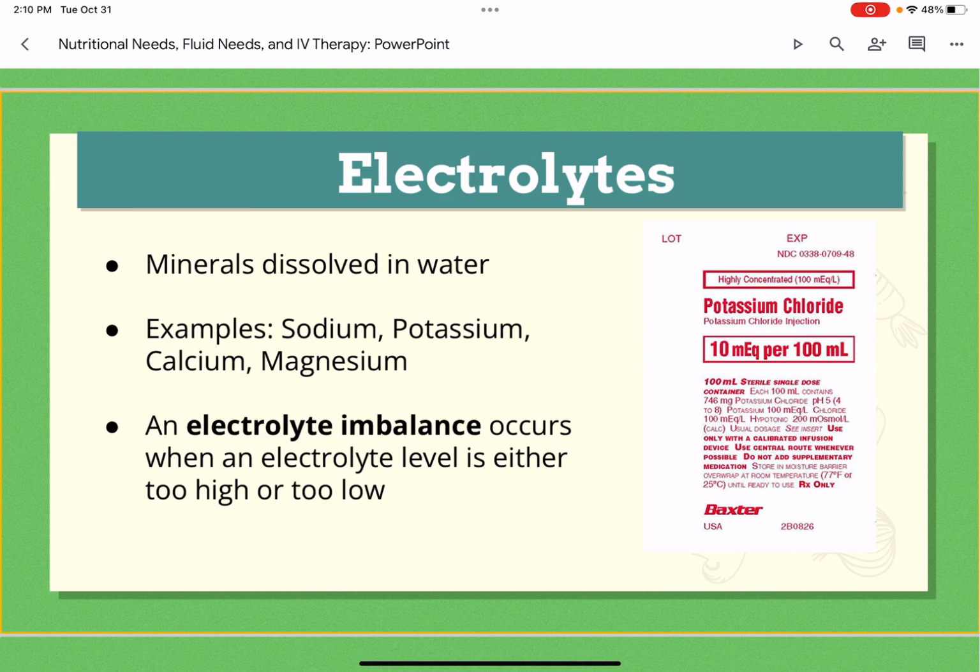Electrolytes are minerals dissolved in water. Examples include sodium, potassium, calcium, and magnesium. Electrolytes are needed for fluid balance, movement of nutrients into the cells and waste out of the cells, nerve, muscle, heart, and brain function. An electrolyte imbalance occurs when an electrolyte level is either too low or too high.